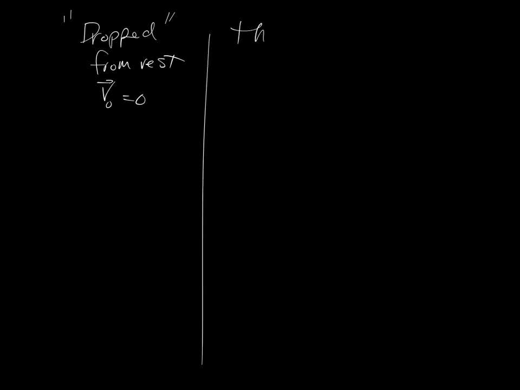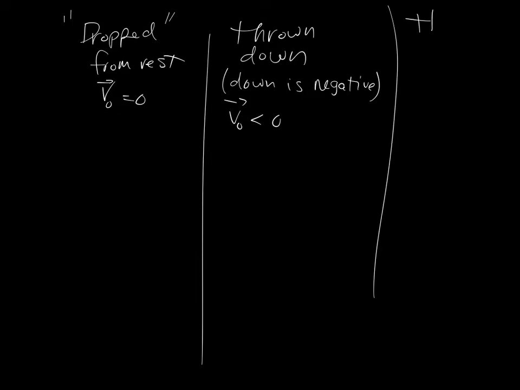And then let's say thrown down. And you guys want down or up to be positive. It doesn't matter, but you have to pick one. Negative? Okay, so let's say down is negative. That would mean your initial velocity is negative. It's less than 0.